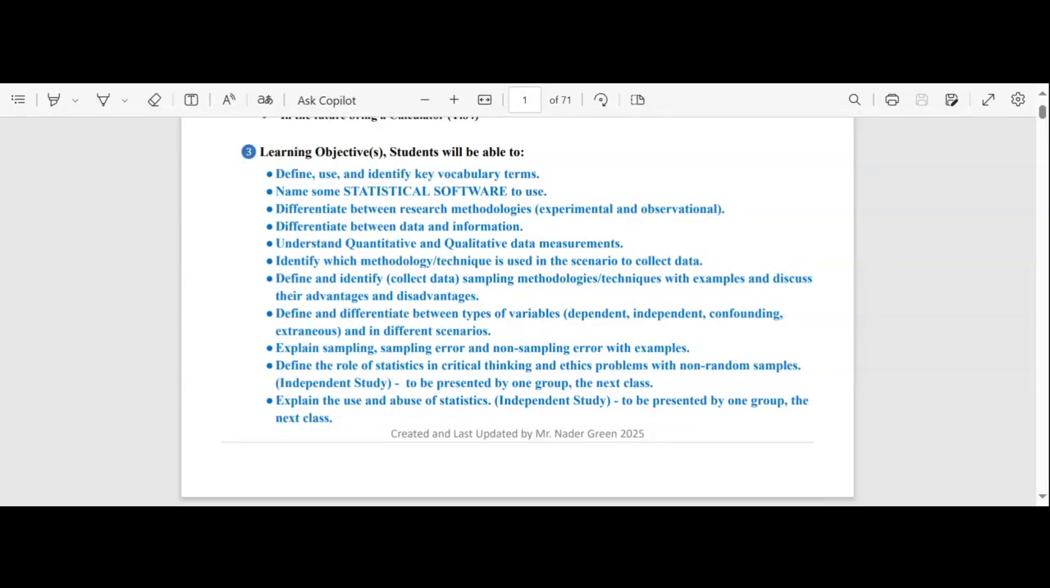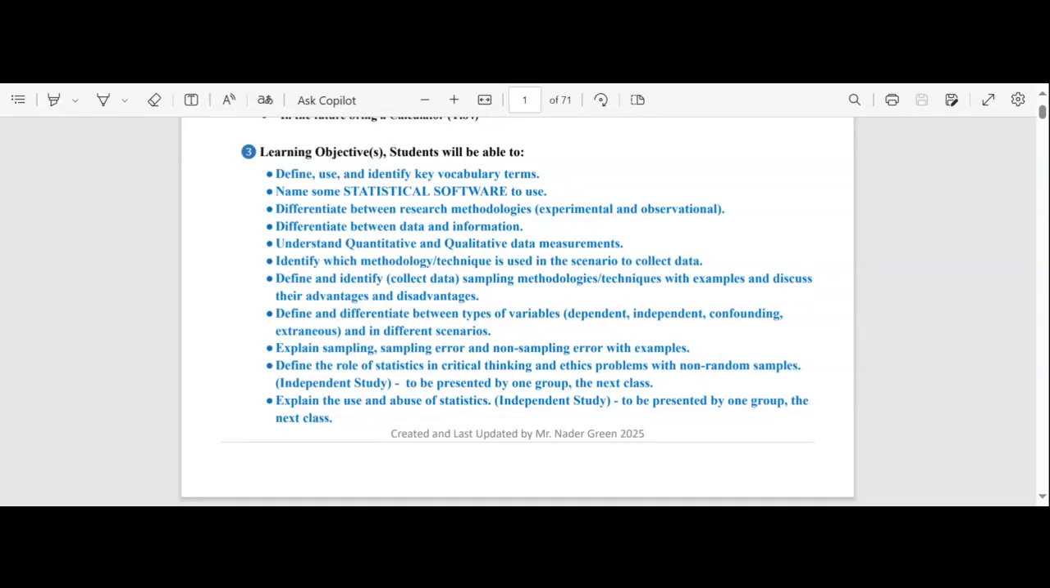Explain sampling error, non-sampling error with examples. Define the role of statistics in critical thinking and ethics problems with non-random samples, to be presented by one group the next class. So this one is going to be assigned to one of you, a group of 3 students. They can present it next class.